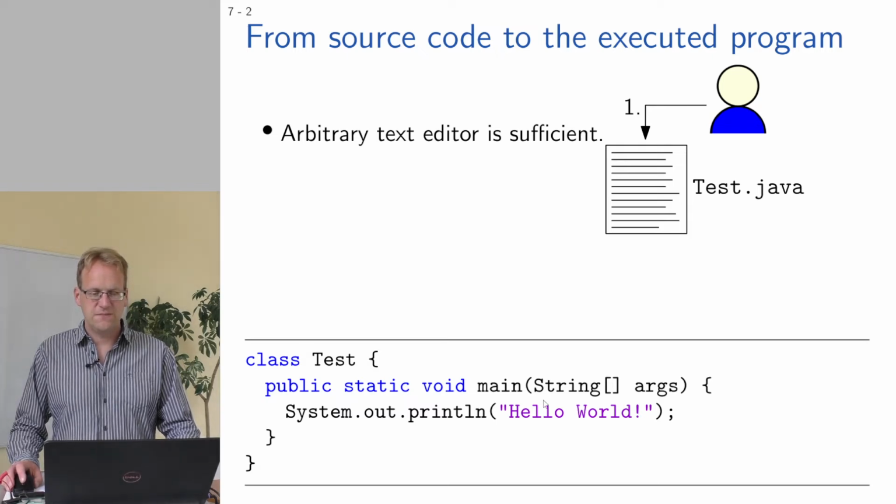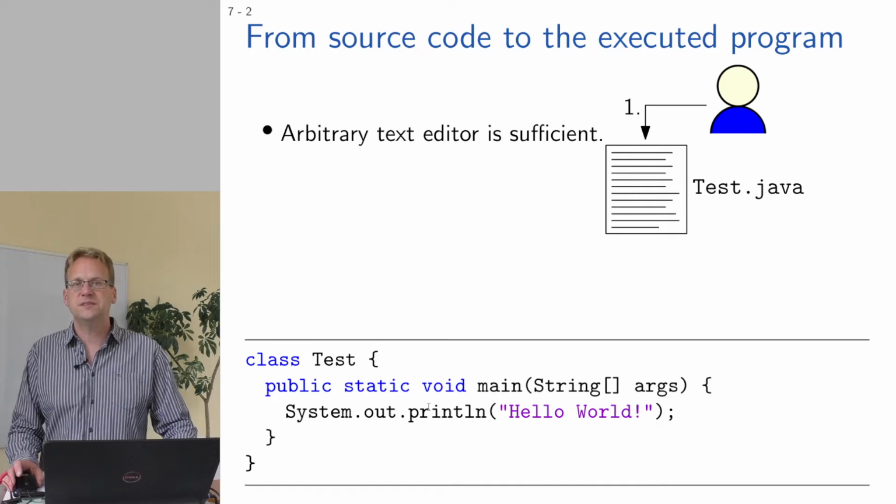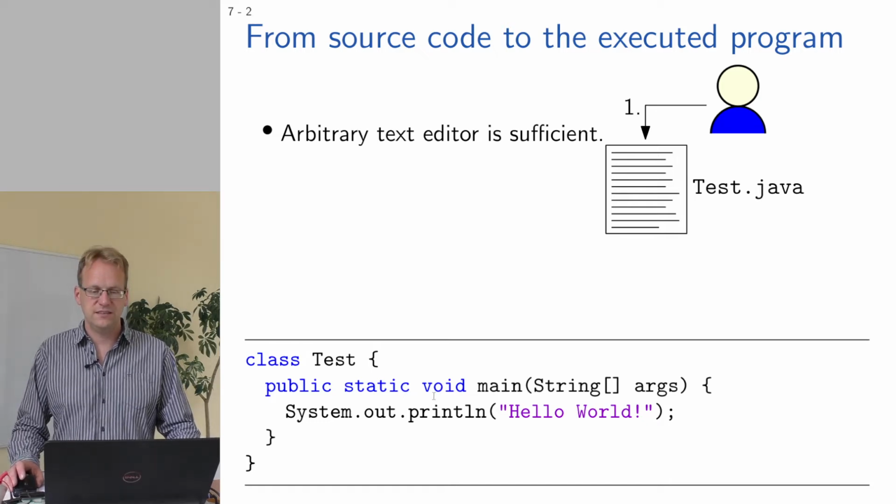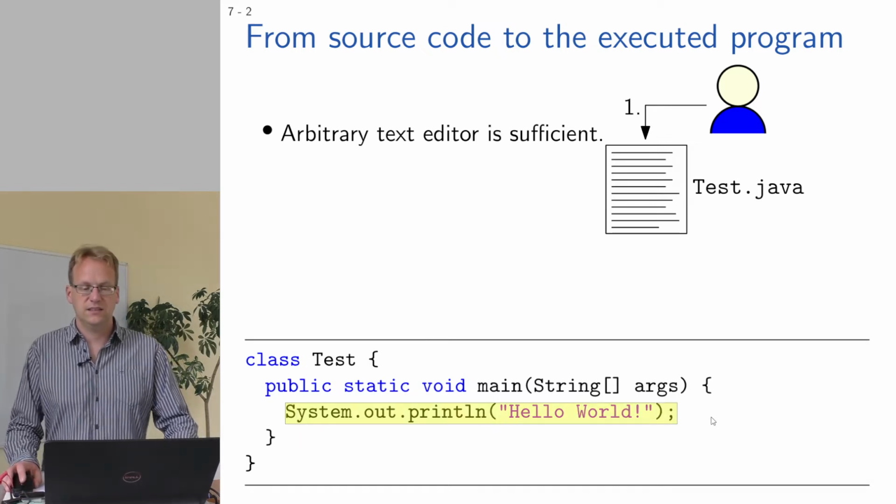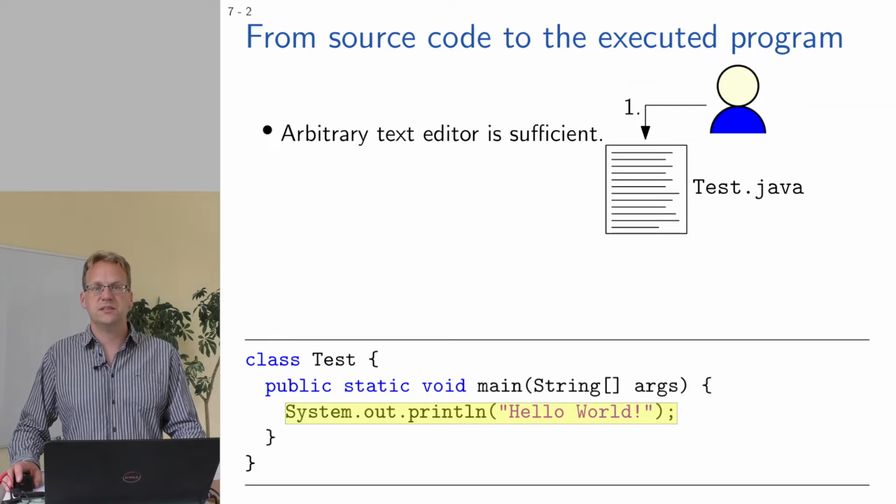Here in Java, of course, there's also some additional text. You have this class test and these curly brackets and so on. For the moment, it's not that important to understand the details of what you see here. The most important line of code here is this. That is basically the command that we would like to be executed.